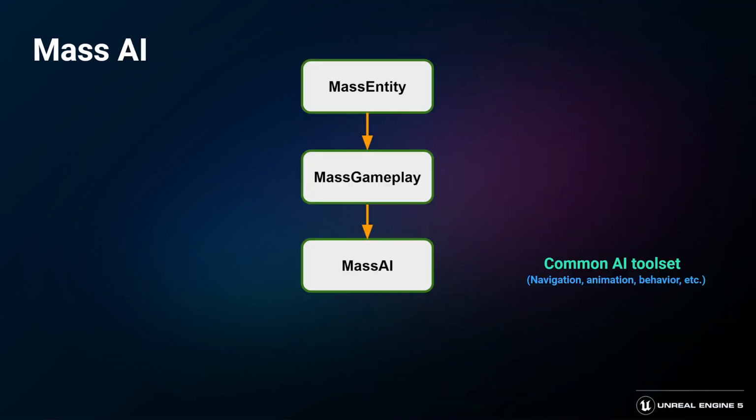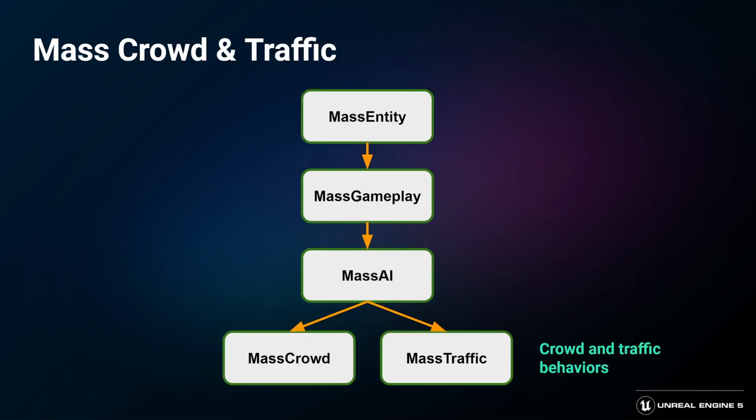Our purpose was to bring autonomous agents inside the world, and this is where the Mass AI plugin comes into play, which encapsulates features for navigating the world, animation, behavior, etc. But more importantly, let's remember that what we wanted was to bring life to a city, so we were not shooting for just any AI. What we ultimately wanted was a crowd and a traffic system. And the way we built these plugins is exactly how we envision developers to leverage and extend the Mass framework in the future. These plugins hold all behaviors that are specific to these use cases.